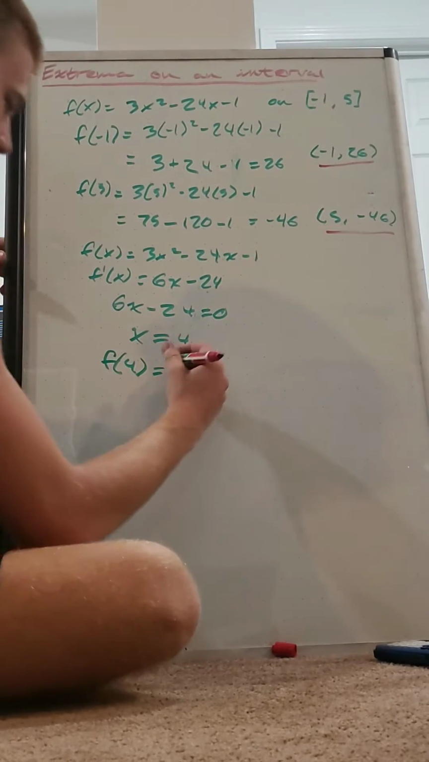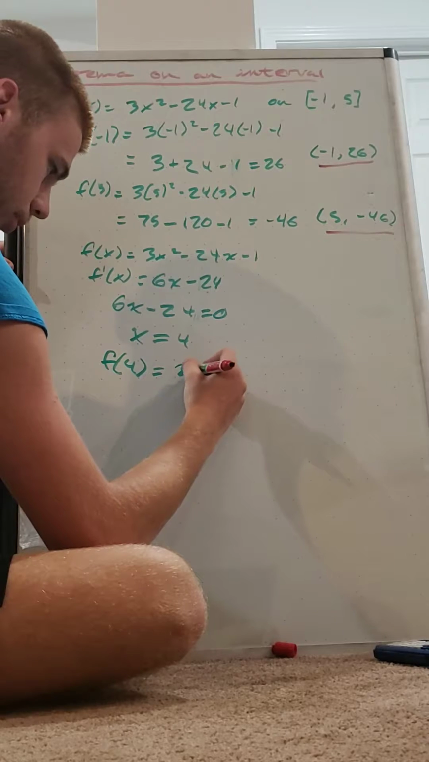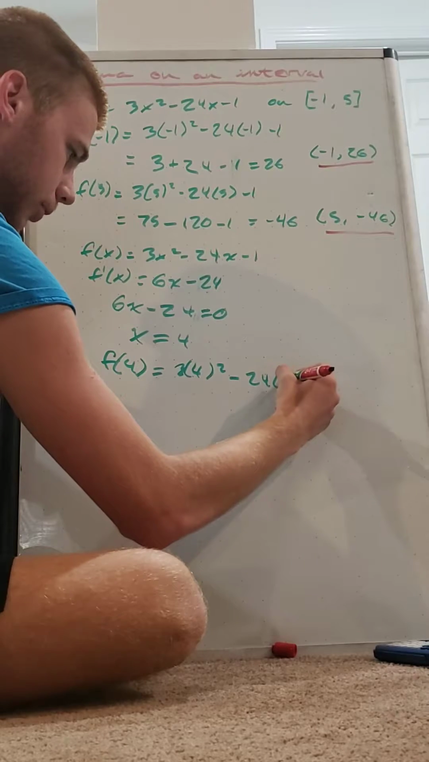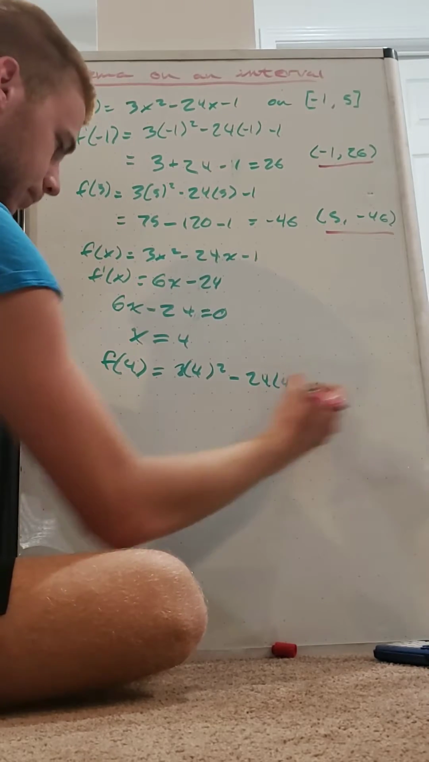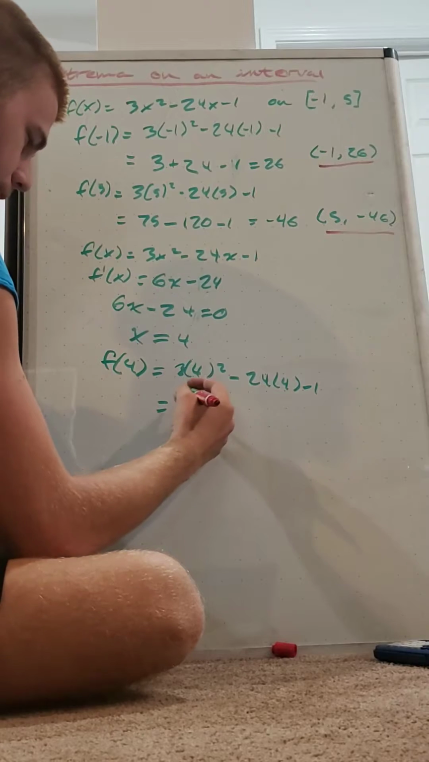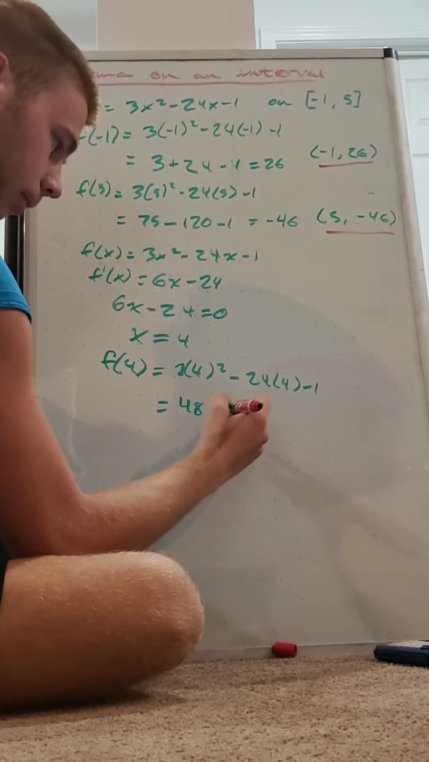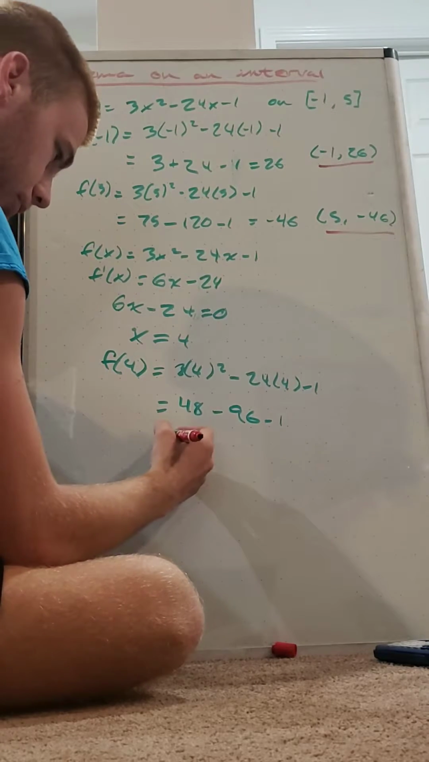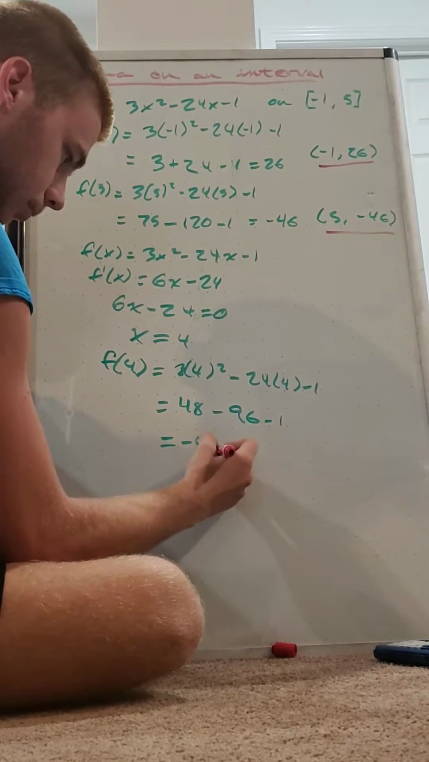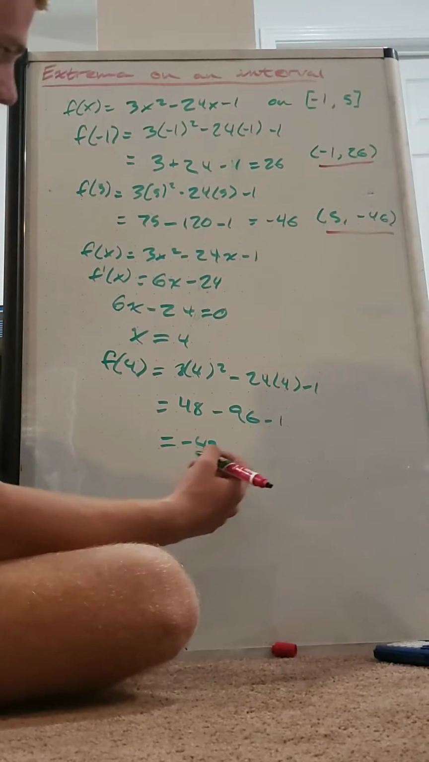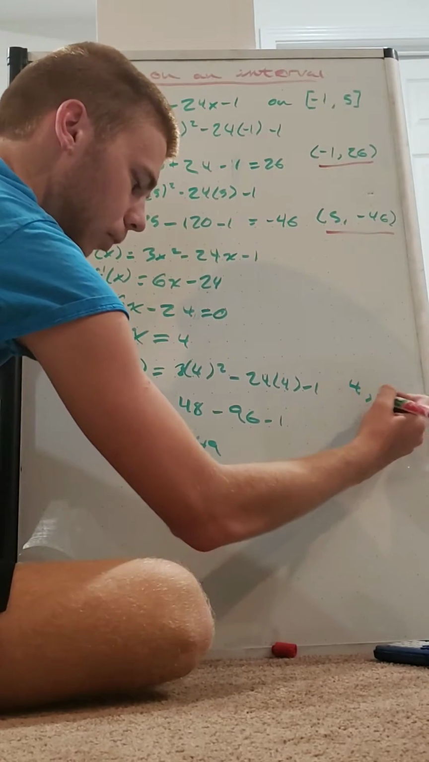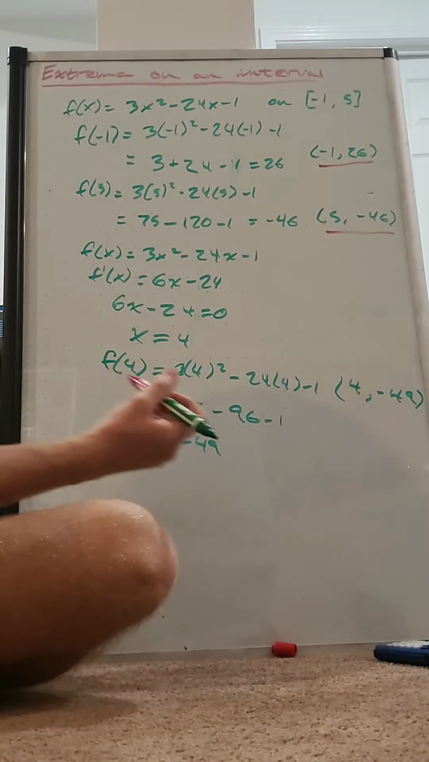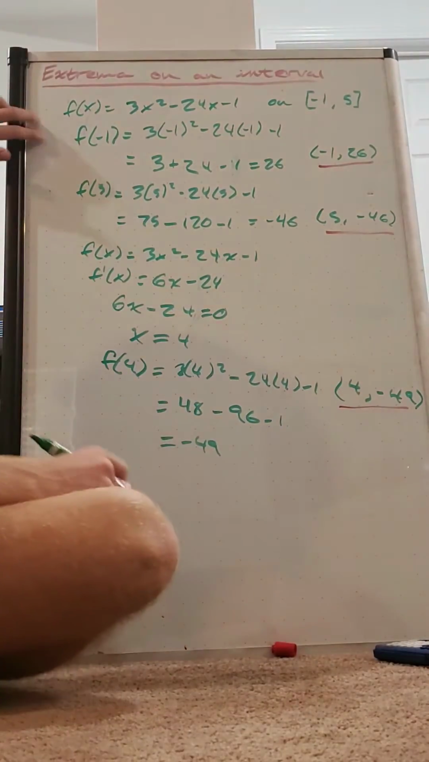So f of 4, we see 3 times 4 squared minus 24 times 4 minus 1. So that'll be 16 times 3 is 48, minus 96, minus 1, which is going to be negative 49. So that tells us that we have a point at 4, negative 49, and that is a critical value because that's where the derivative equals 0 at that point.